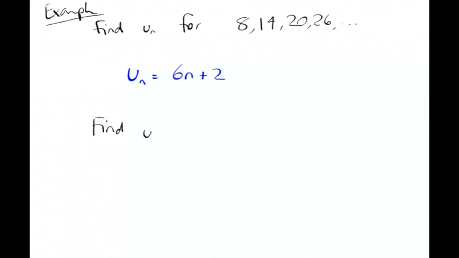Find un for 1, 4, 9, 16, and so on. This sequence should be familiar to us. These are just the square numbers: 1 squared, 2 squared, 3 squared, 4 squared. So it's 1 times 1, 2 times 2, 3 times 3, 4 times 4. So our general term un equals n squared.